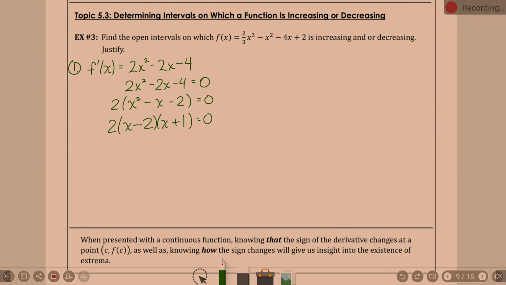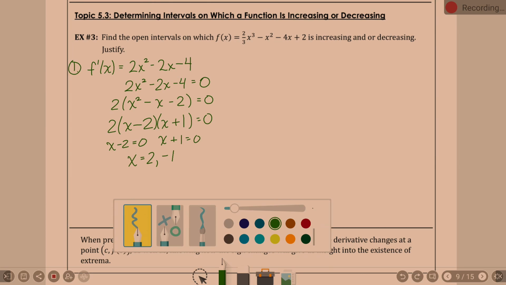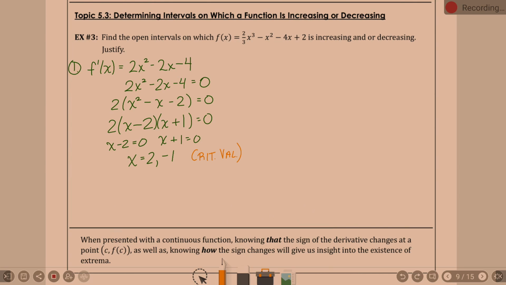Officially, critical values are going to be what? 2 and -1. Because officially you're setting x minus 2 equal to 0 and x plus 1 equals 0. So x equals 2 and -1. And those are my critical values. Okay, we're good there, yes?